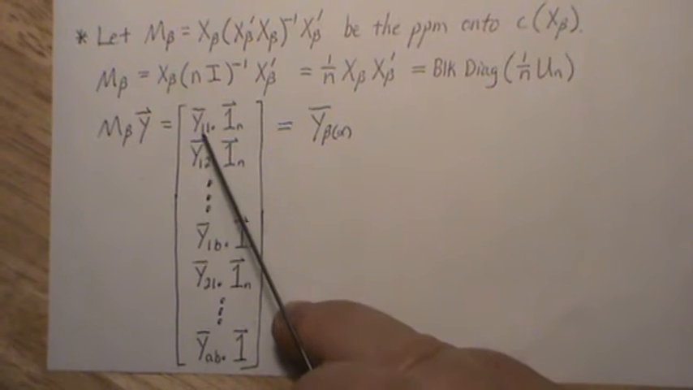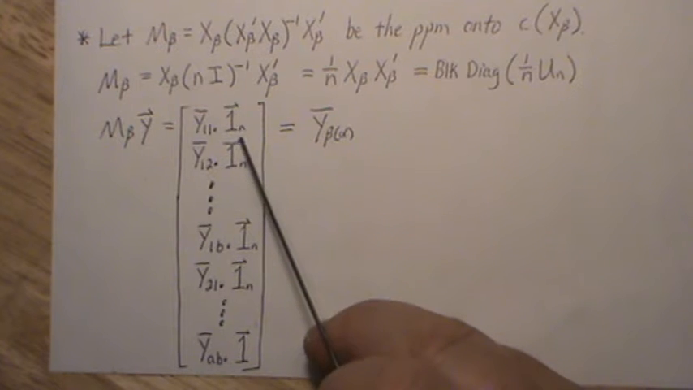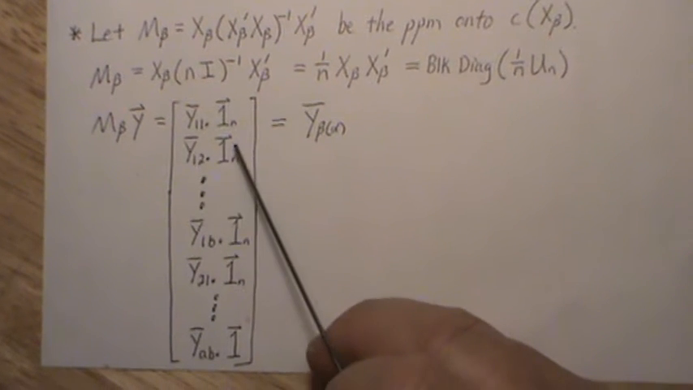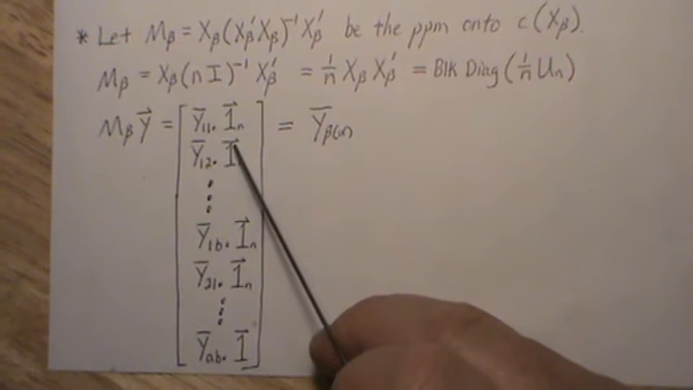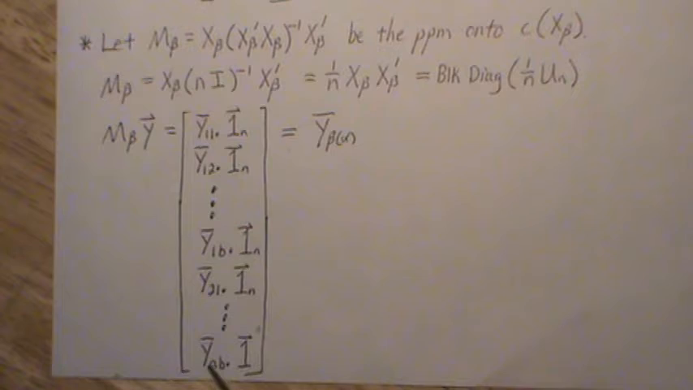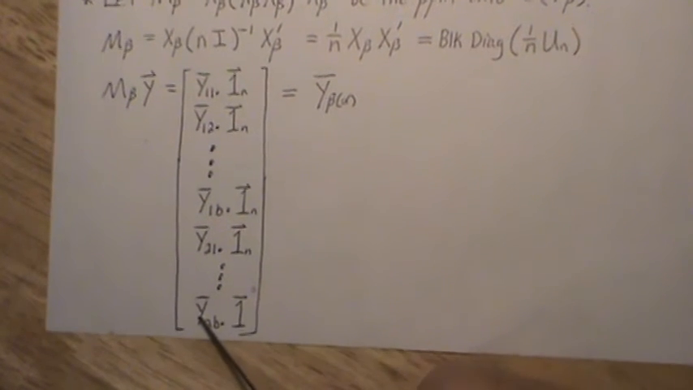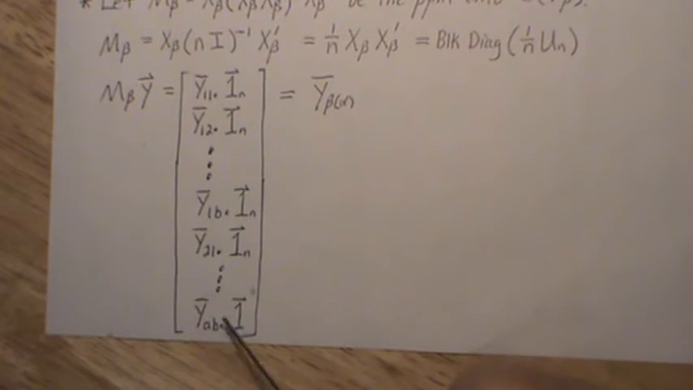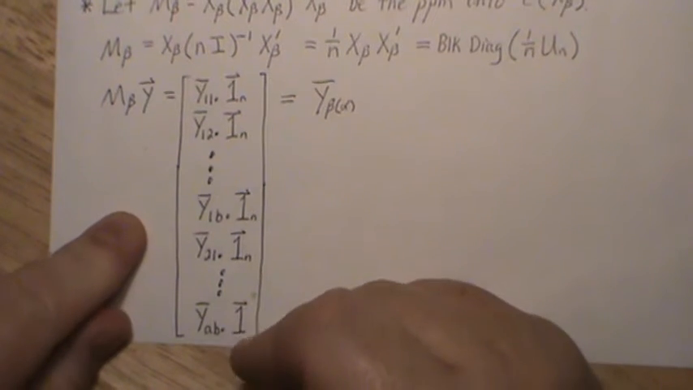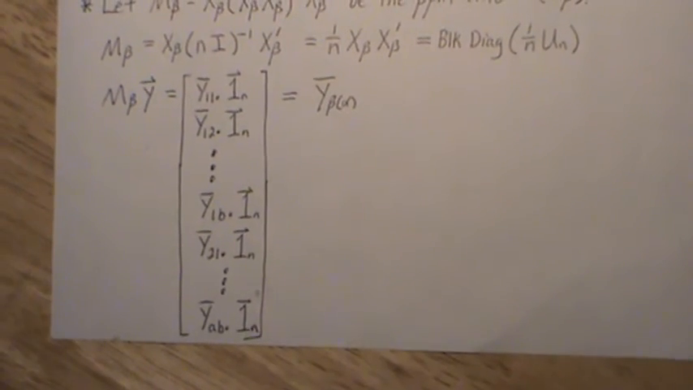So it's the mean of 1,1 times a one vector of length N, the mean of 1,2 times a one vector of length N, all the way down for every combination until we get to YAA, the mean of that little cell AA, times a vector of all ones of length N.